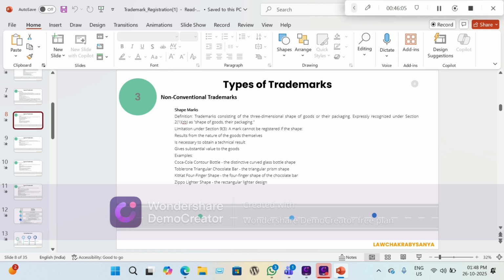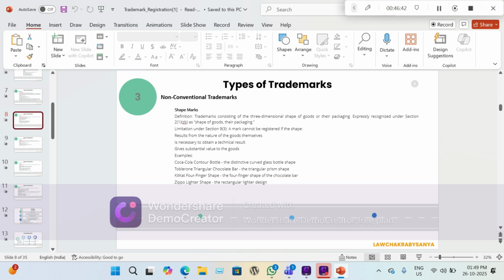For example, the Coca-Cola contour bottle. So the distinctive curved glass bottle shape is registered as a trademark. Toblerone triangular chocolate bar is registered as a trademark. So you won't find other chocolates of the same shape. Then Kit Kat four finger shape. That particular shape is also recognized. It is registered as a trademark. Then Zippo lighter, the shape, the style, is also registered as a separate trademark. So you can get shapes also registered. It's a shape mark. It's a non-conventional trademark.